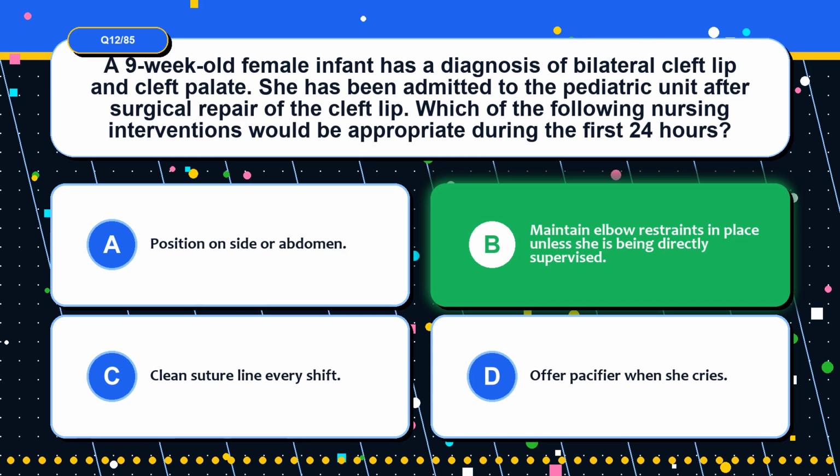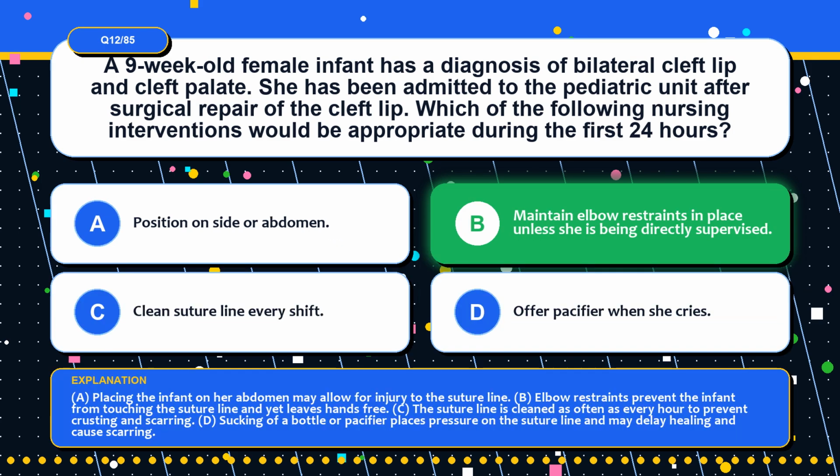The correct answer is option B. Maintain elbow restraints in place unless she is being directly supervised. Placing the infant on her abdomen may allow for injury to the suture line. B. Elbow restraints prevent the infant from touching the suture line and yet leave the hands free. C. The suture line is cleaned as often as every hour to prevent crusting and scarring. D. Sucking on a bottle or pacifier places pressure on the suture line and may delay healing and cause scarring.